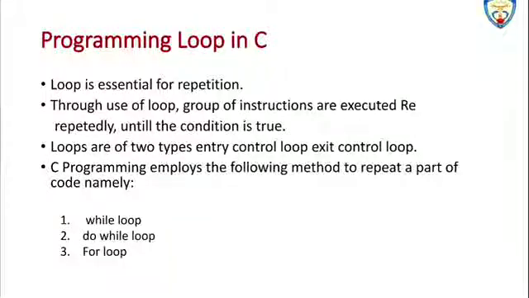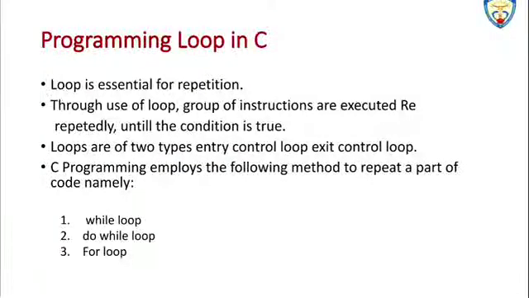Loops are of two types. First is the entry control loop, another one is the exit control loop. In the entry control loop, the condition is first checked, then only the execution of the statement takes place. In the exit control loop, first the execution of the statement takes place, then the condition is checked whether it is true or false.